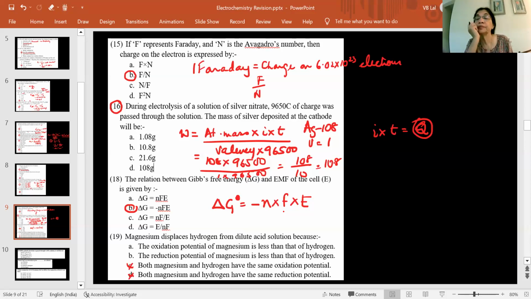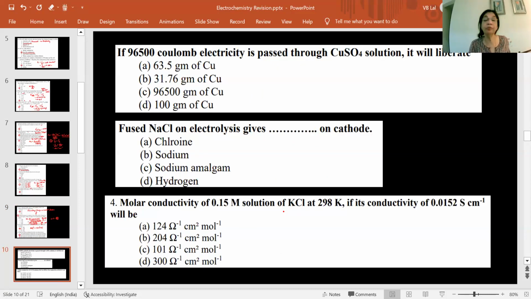A, ma'am. B, answer is B. The reduction potential of magnesium is less than that of hydrogen. So if I write them all in the increasing order, magnesium comes above hydrogen. So hydrogen is below magnesium, and that is why reduction potential of magnesium, you can say, is less than that of hydrogen. Now we have done many questions of the same type. Now you should all be able to answer these questions. This is just one more to see whether you have been paying attention in the class.